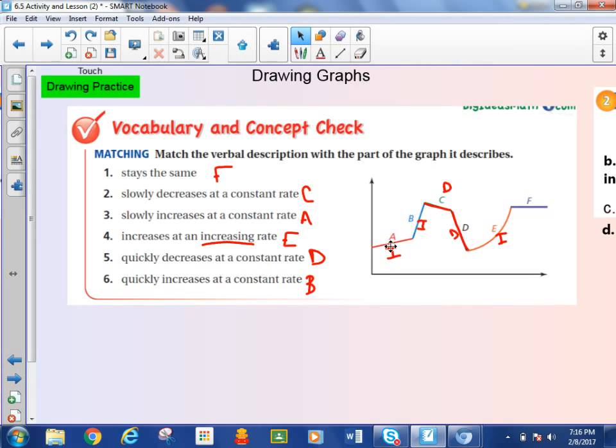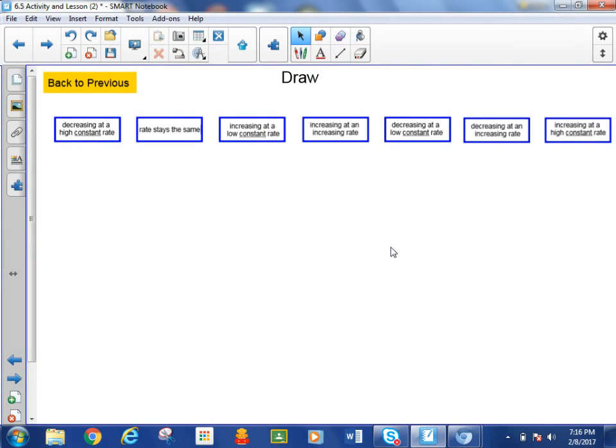Okay, so we're going to go ahead and kind of practice drawing some of these. So this is very similar to what we did in our previous part of this lesson. So we've got decreases at a high constant rate. So if it says constant, constant means it's going to be a straight line. So if it's high, that means it's going to be a high slope or a very steep slope. So if it's decreasing, that's left to right. We're going to have something that looks like that.